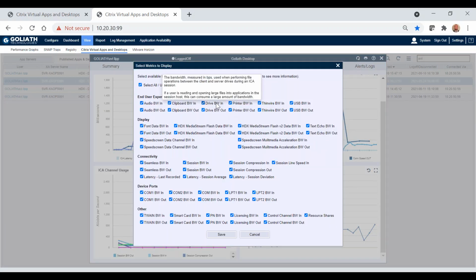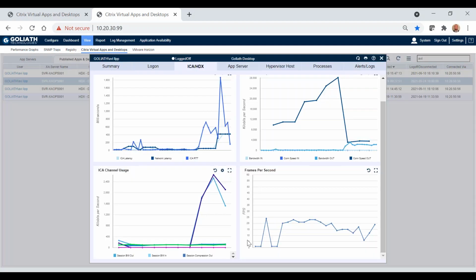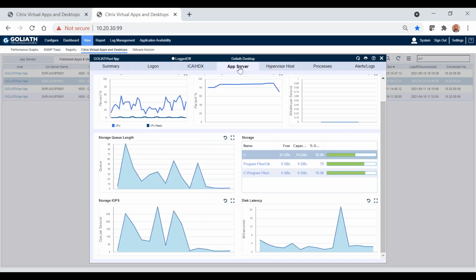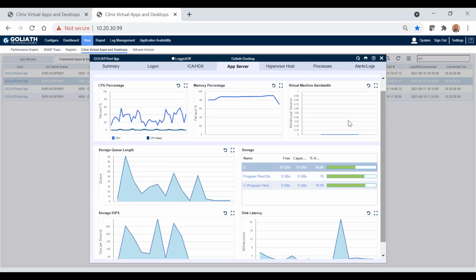So if a user is opening or loading a large file into an application on the session host, this can consume a large amount of bandwidth. And what we were able to again see is a spike in drive bandwidth. Everything else was consistent. There was not a drop in connection speed. Network performance was looking fine. From a resource perspective, everything looked fine on that particular session host that the user was accessing. So we knew it wasn't a network issue, and we knew that it wasn't a resource consumption issue.